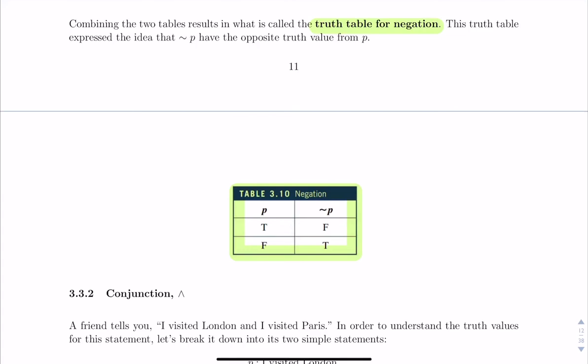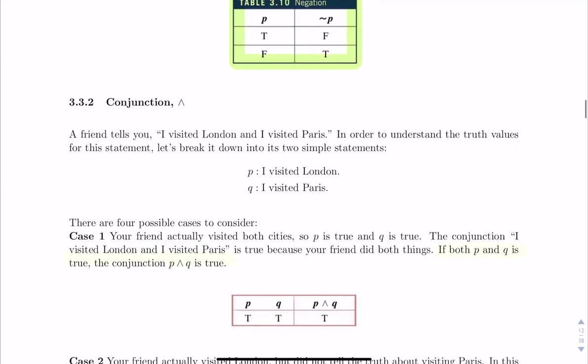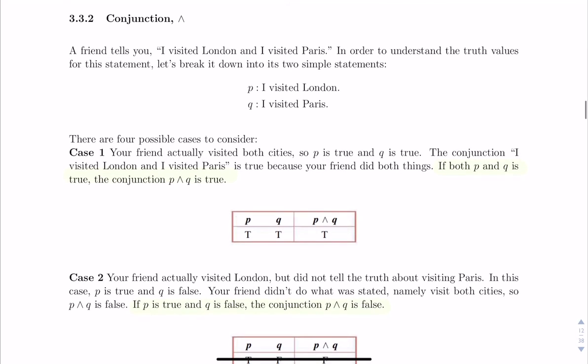For conjunction, let's say a friend tells you, I visited London and I visited Paris. In order to understand the truth values for this statement, let's break it down into two simple statements. We'll let P be I visited London and Q be I visited Paris. We have four possible cases to consider. Case 1: your friend actually visited both cities, so P is true and Q is true. The conjunction I visited London and I visited Paris is true because your friend did both things. If both P and Q are true, then the conjunction P and Q is also true.